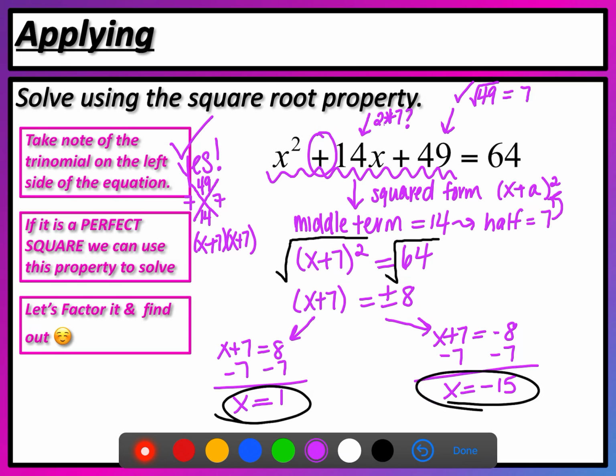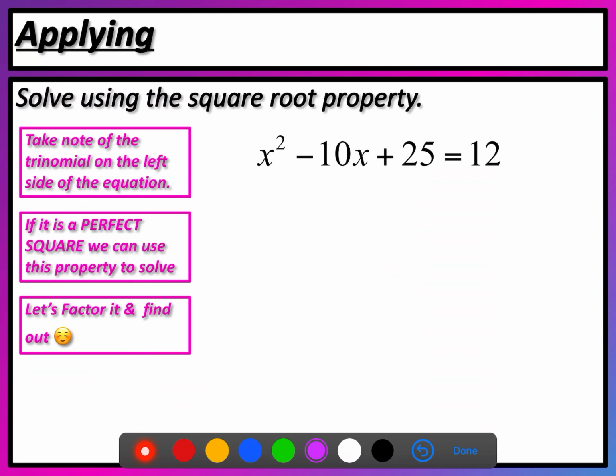Let's try it again. So we're adding an extra step here to the first two examples where we did squared form or square root property. We now have to write it in squared form first.